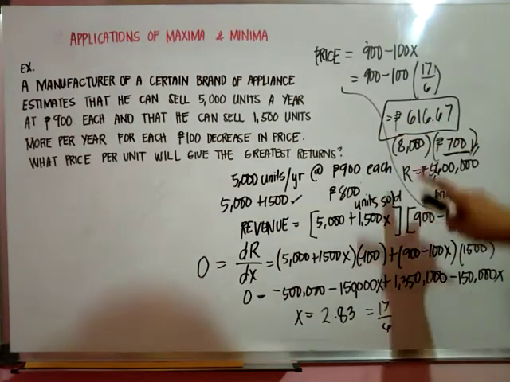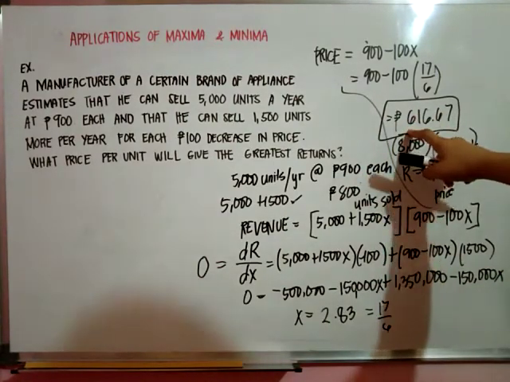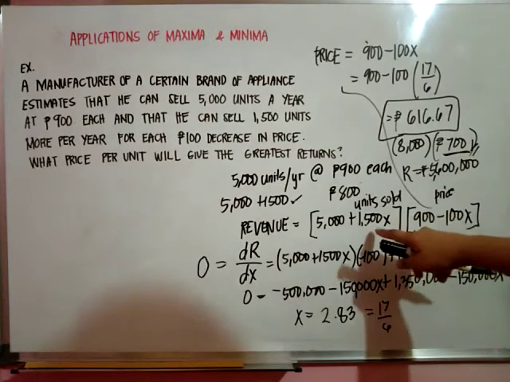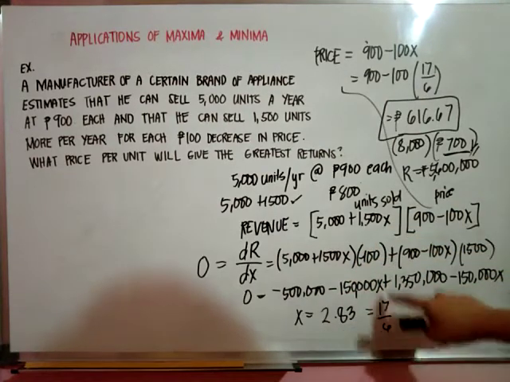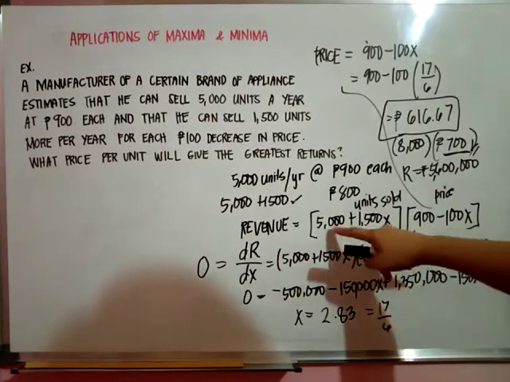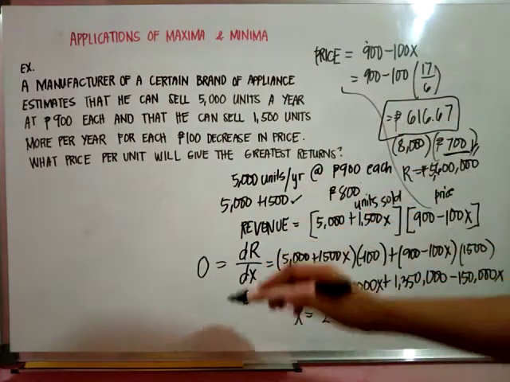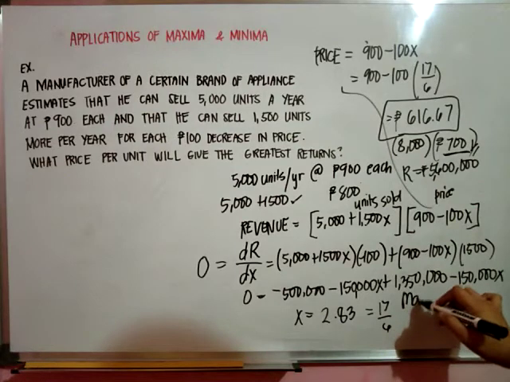So we have, di ba, ito na yung unit price? Ang kailangan na lang nating makuha is yung number of units to be sold. So substitute lang natin to, yung x base dito. So we have 5,000 plus... So, ito na yung maximum revenue natin.